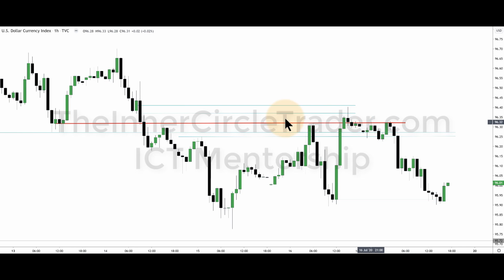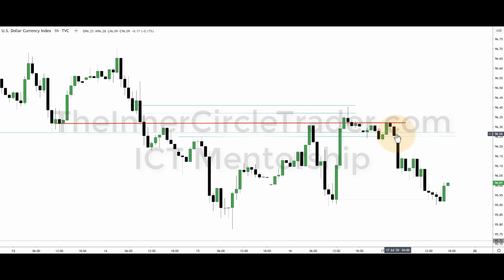Remember, we cut through candles to get to the narrative. Then we have that small little fair value gap. That's what these two lines are here. So it's based on this high and this low on the daily chart. So it wanted to get back up in there and rebalance that, and we saw that happen.